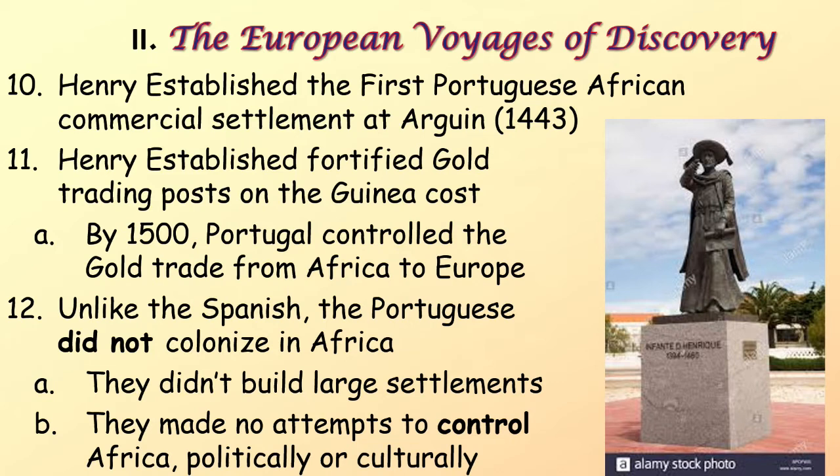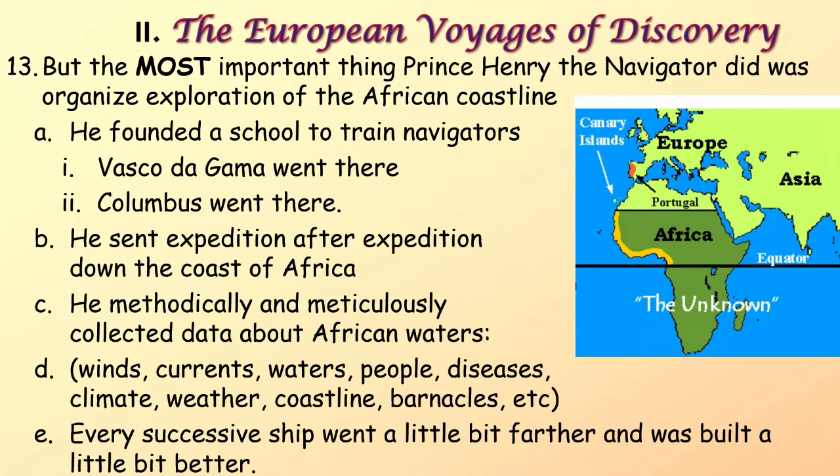And by the year 1500, that was 40 years after he was dead, Portugal controlled the gold trade from Africa to Europe. And unlike the Spanish, the Portuguese did not actually colonize in Africa. They didn't build large settlements and push lots and lots of people out there. They made no attempts to control Africa politically or culturally. But the most important thing that Prince Henry the Navigator did was organize exploration of the African coastline.